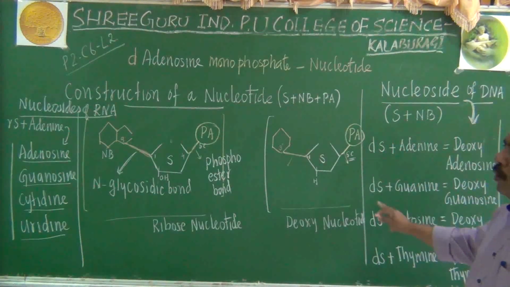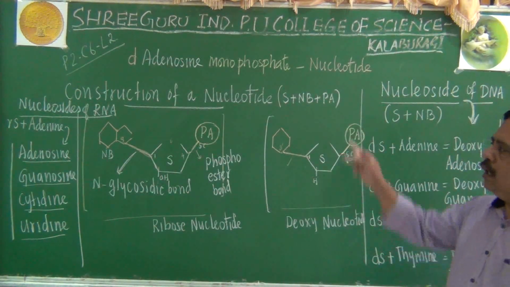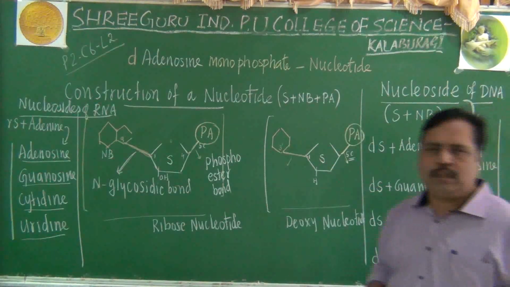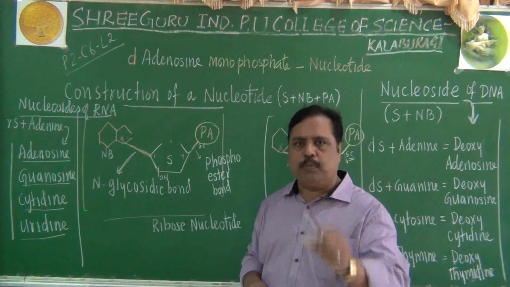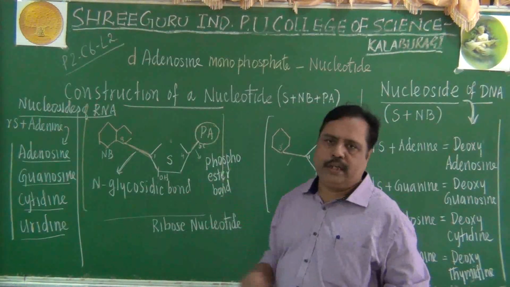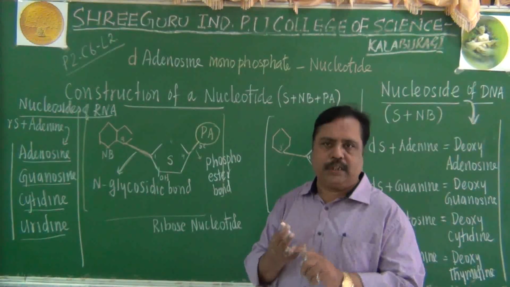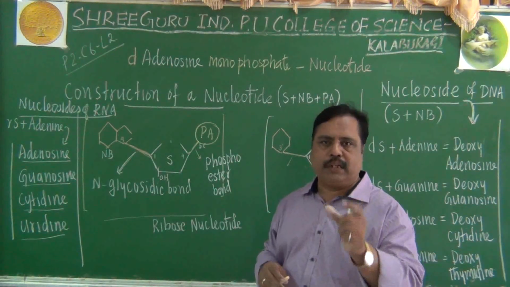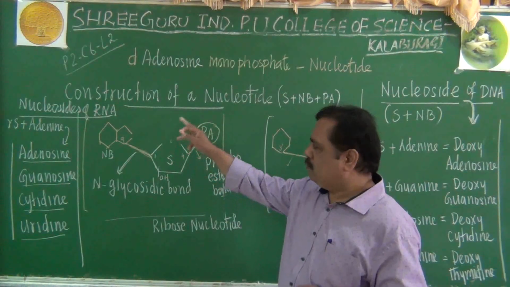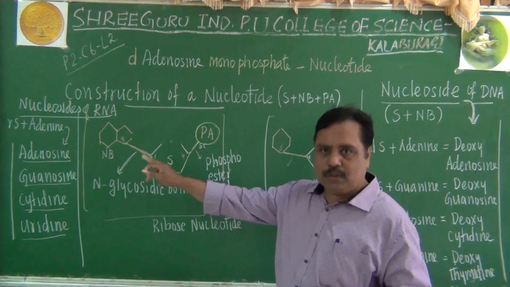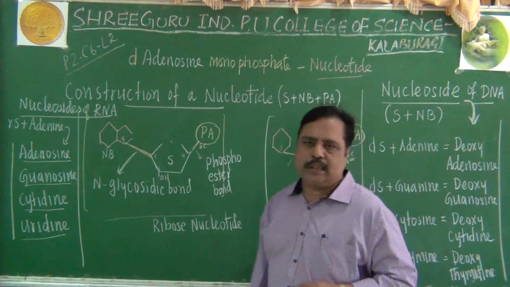So we have seen 8 types of nucleosides. How to construct a nucleotide we have seen. Then I told you about the different components of the nucleotide also in detail. Sugar component, nitrogenous base, purine and pyrimidine difference we have learnt today. And in addition to that, what is a nucleoside, what is a nucleotide we have learnt in these classes.